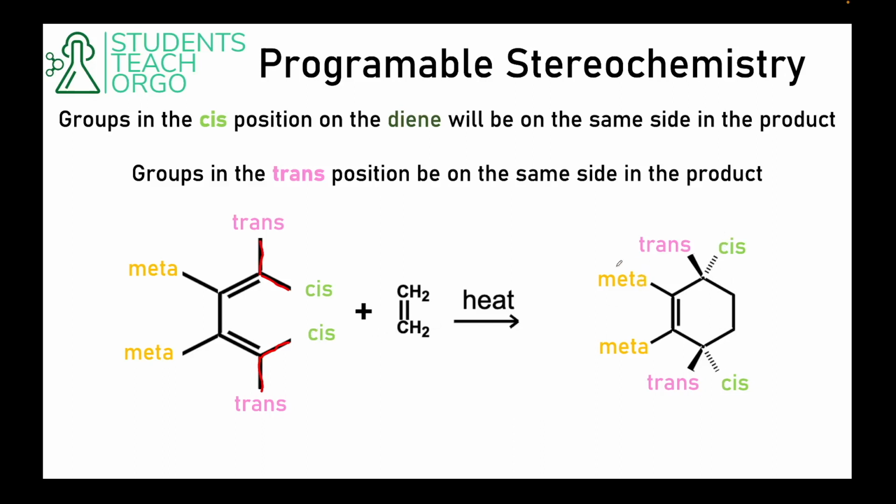Now, you don't have to worry about meta because this isn't even a stereocenter, right? This is a double bond. So if there's a substituent in the meta position, it just stays there. But you can kind of see how these 2 substituents fold out, but they'll stay on the same side.